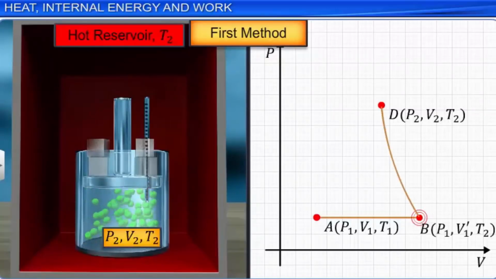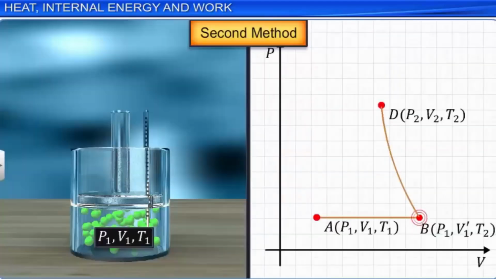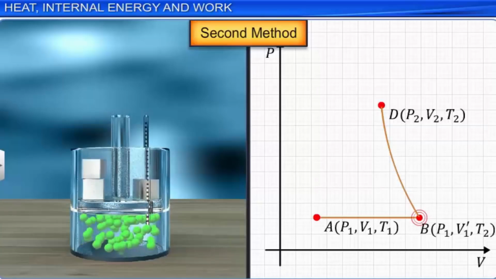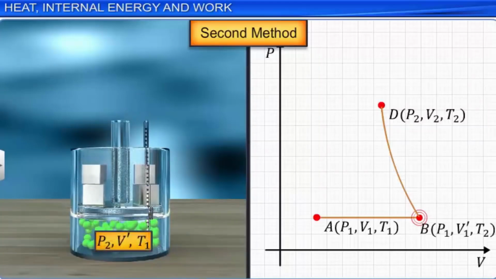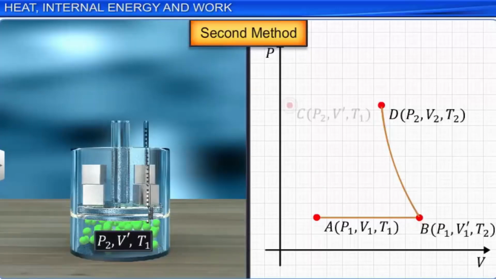In the second method, compress the gas by placing some weights on the piston and change the initial state of the gas P1, V1, T1 to a new state represented by P2, V1, T1. In the PV graph, the new state is represented by C and the process by the curve AC.